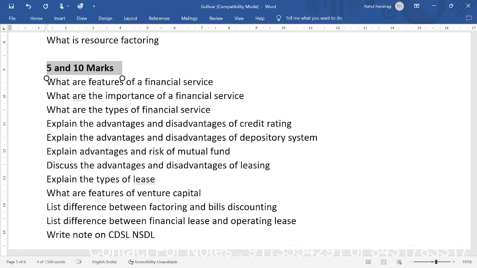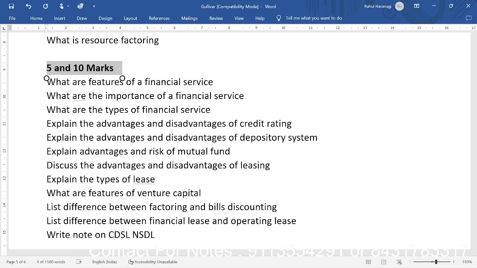Explain advantages and risk of a mutual fund. Discuss the advantages and disadvantages of leasing. Explain the types of lease. What are the features of venture capital?